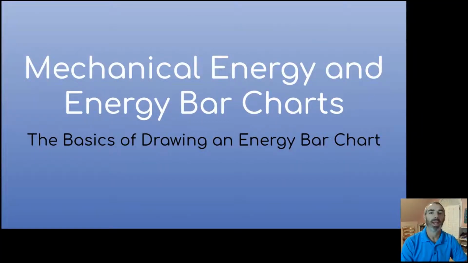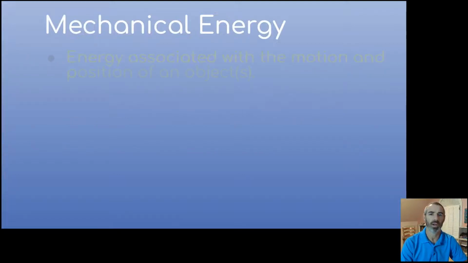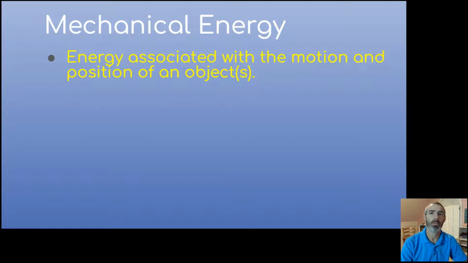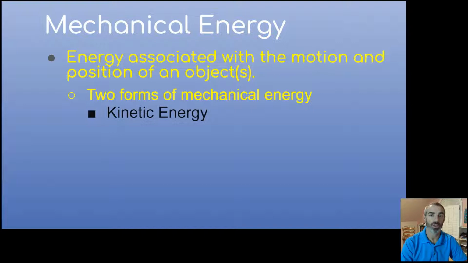Today we're going to talk about mechanical energy and how to represent mechanical energy using an energy bar chart. This is using the law of conservation of energy. But first of all, what is mechanical energy? Well, there are two forms of mechanical energy. It's associated with motion and the position of objects. So the two types are kinetic energy and potential energy.